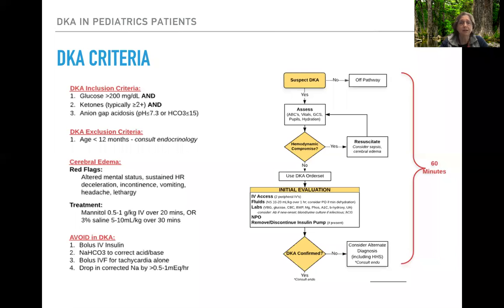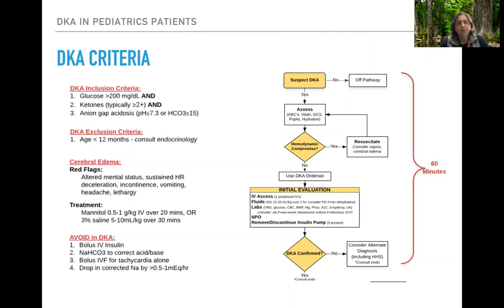Okay, so DKA criteria. Inclusion would be a glucose of greater than 200, positive 2+ ketones, and an anion gap acidosis, so a pH of less than 7.3 and a bicarb of less than 15. We do not include patients below 12 months of age.